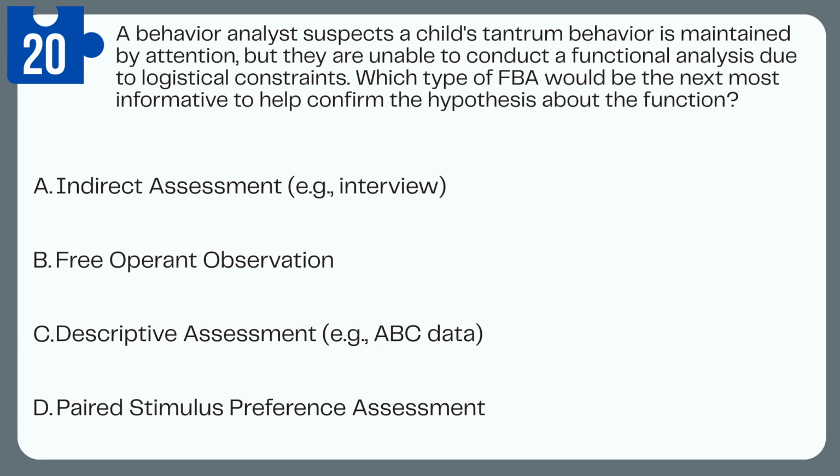Question 20. A behavior analyst suspects a child's tantrum behavior is maintained by attention, but they are unable to conduct a functional analysis due to logistical constraints. Which type of FBA would be the next most informative to help confirm the hypothesis about the function? A. Indirect assessment, example interview. B. Free operant observation. C. Descriptive assessment, example ABC data. D. Paired stimulus preference assessment.